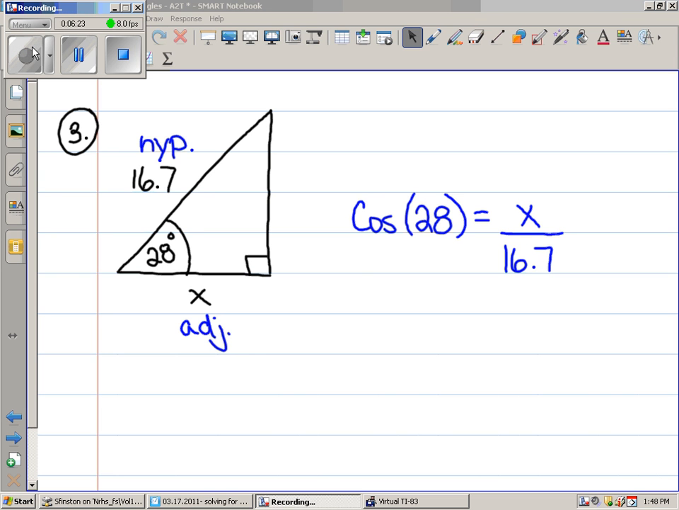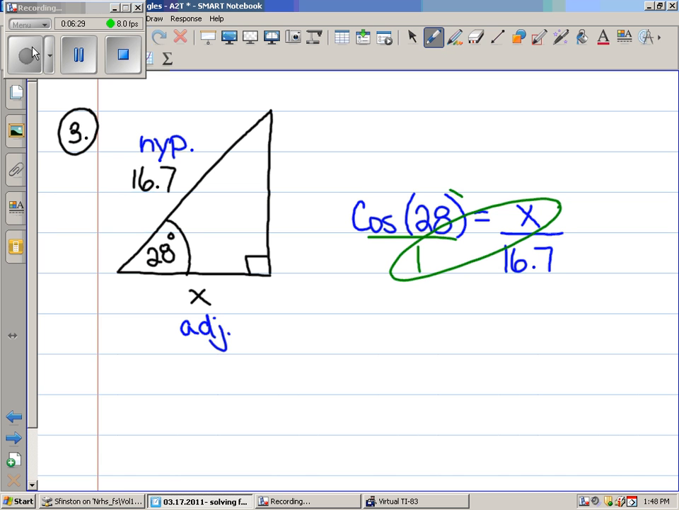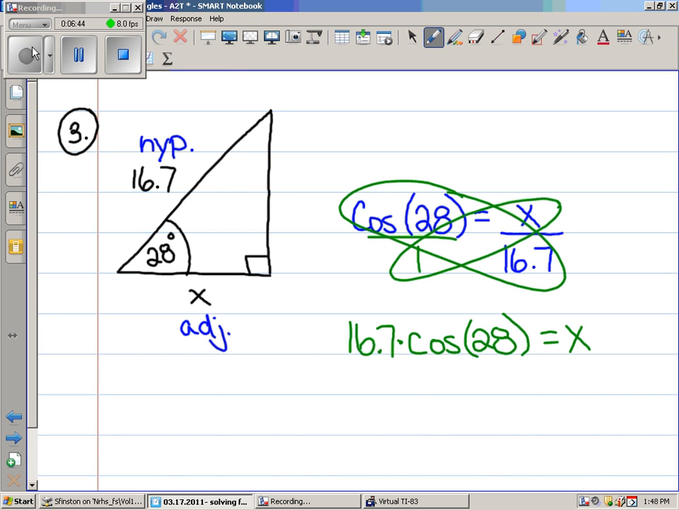We do the same thing like we did before. Let's cross multiply it up. 16.7 times the cosine of 28 equals x. And Malik, how much did x manage to be? Good. X happens to be 14.7.